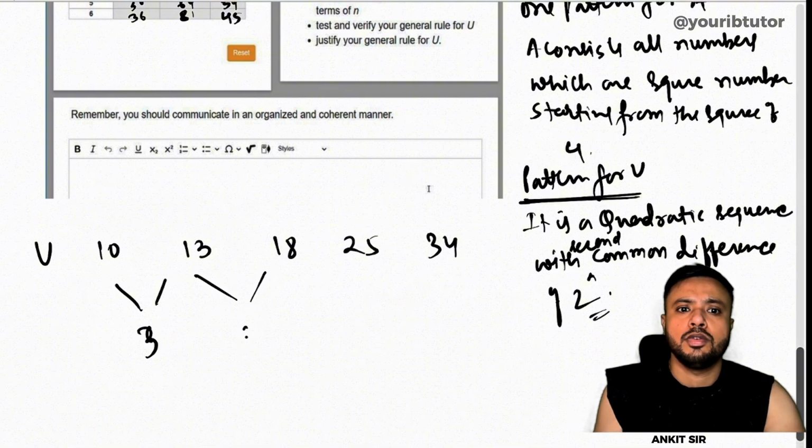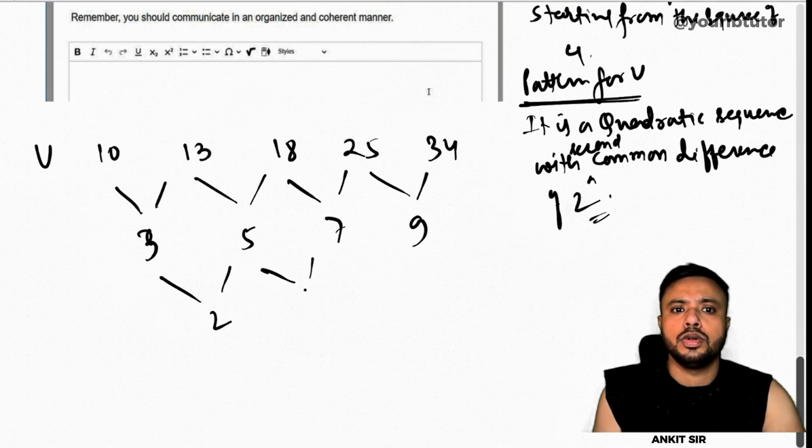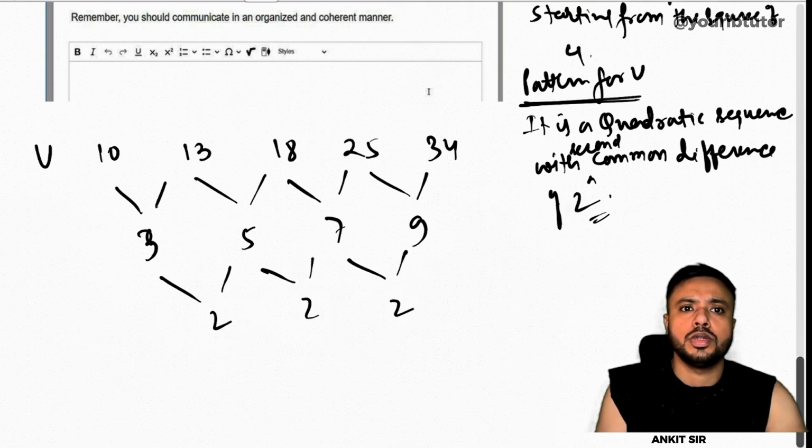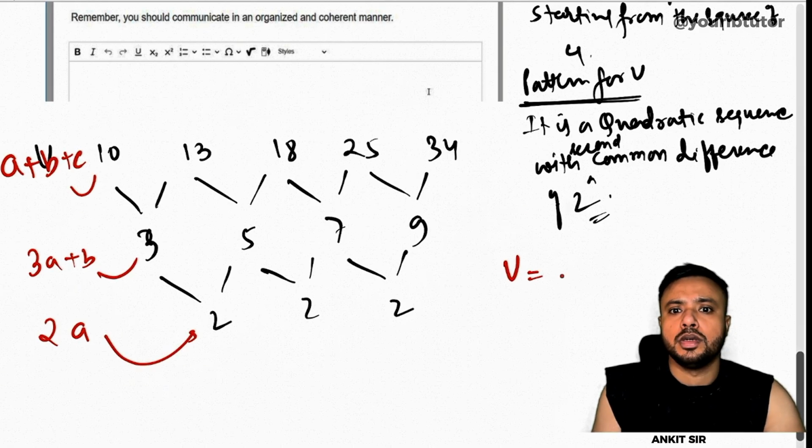So 3, 5, 7, and 9. So basically you have to do t2 minus t1: 2, 2, 2. Now the next step is extremely important. Here we have to write 2a, here we have to write 3a plus b, and here we have to write a plus b plus c, and we have to equate it to the first term always. And the formula for the quadratic sequence is an square plus bn plus c.